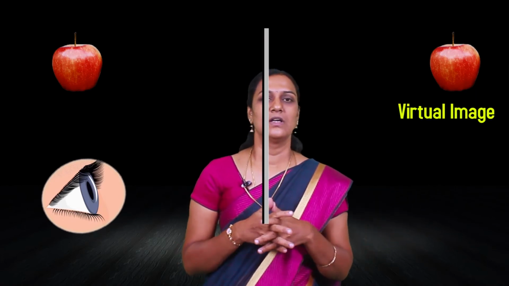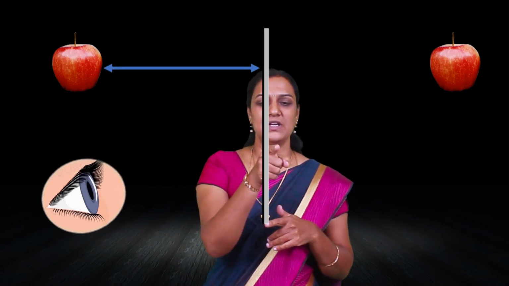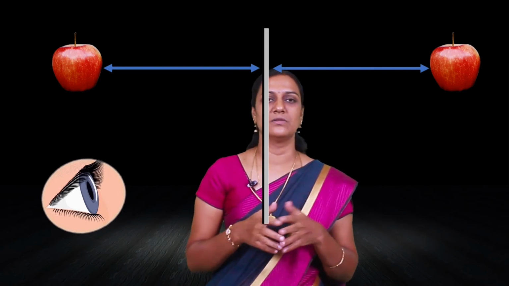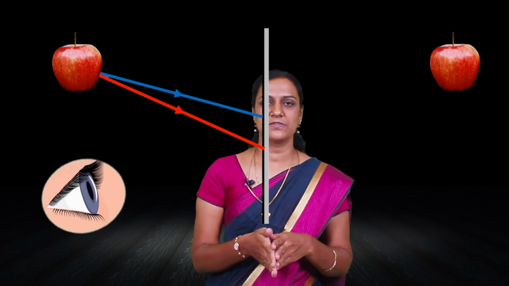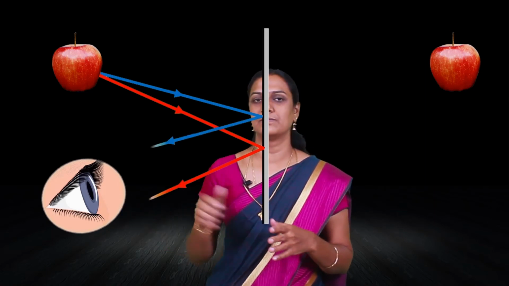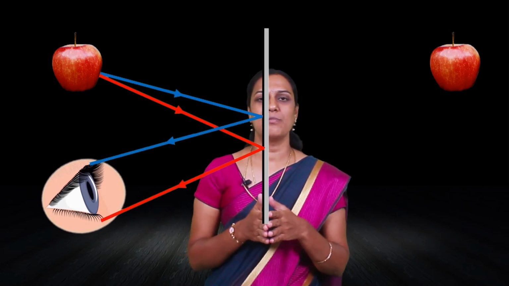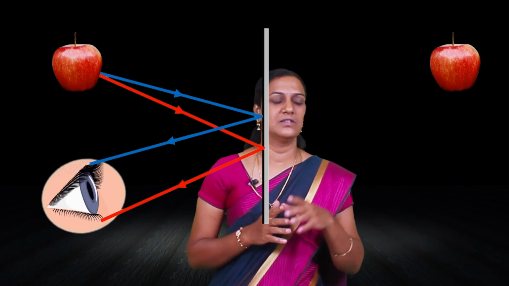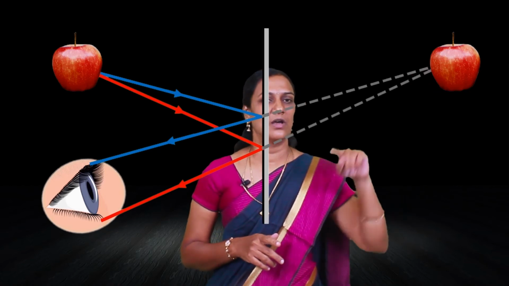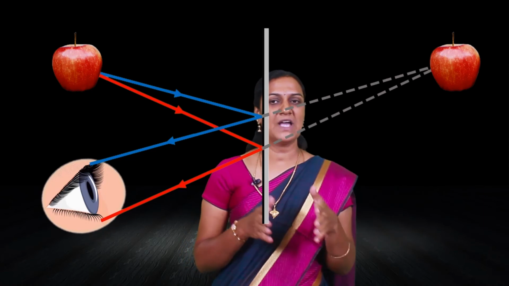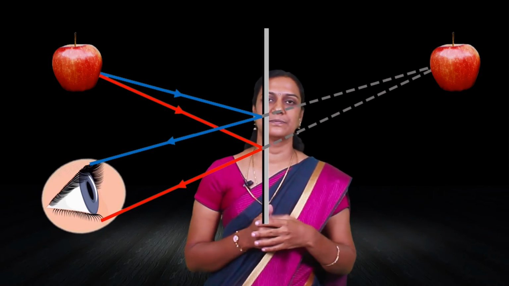This image is called virtual image. The distances from the apple to the mirror and from the mirror to the image are equal. The light rays from the apple get reflected on the surface of the mirror and reach the person's eye. The image is formed behind the mirror. The dotted lines which you see here are imaginary lines for your understanding. Dear students, now we have learnt how the images are formed by plane mirrors.